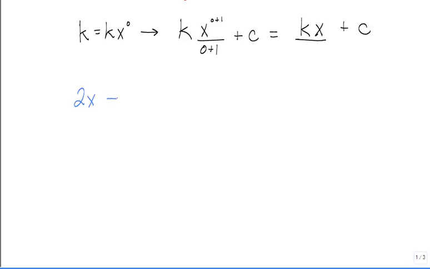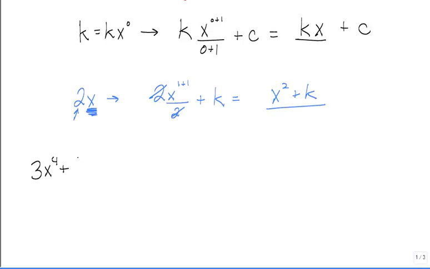Okay, 2x, that's just going to be, 1 plus 1 is 2, so I divide by 2 plus the constant, and that's just going to be x squared plus the constant, is the antiderivative. And so the point is if there's a constant in front, I can just leave it alone and deal with the x terms. If I have addition or subtraction, I just take the antiderivative of each term, and you can look at the rules for that.